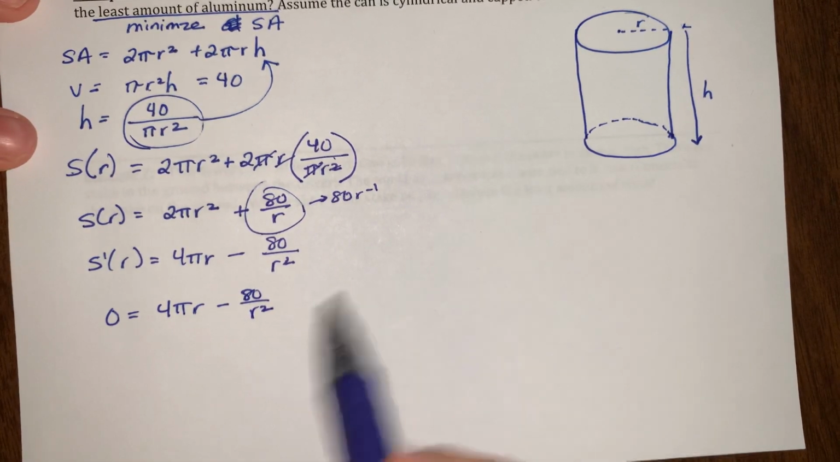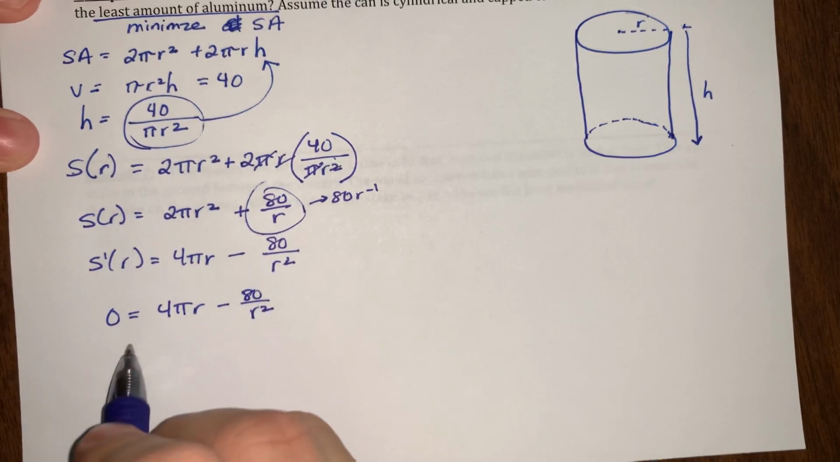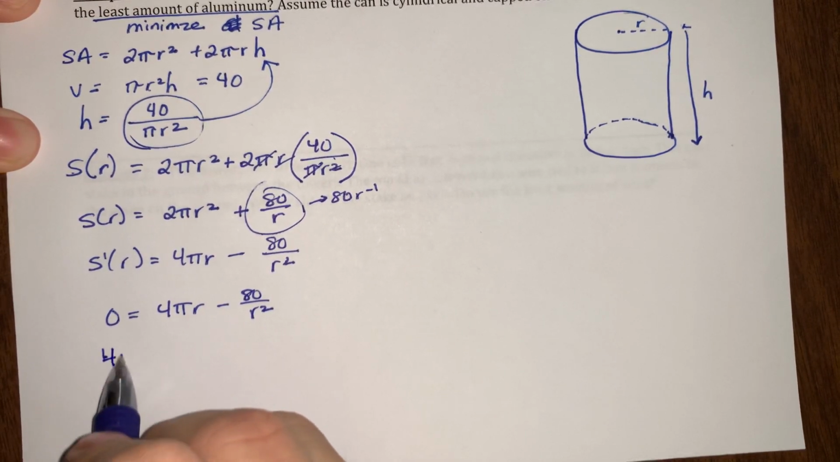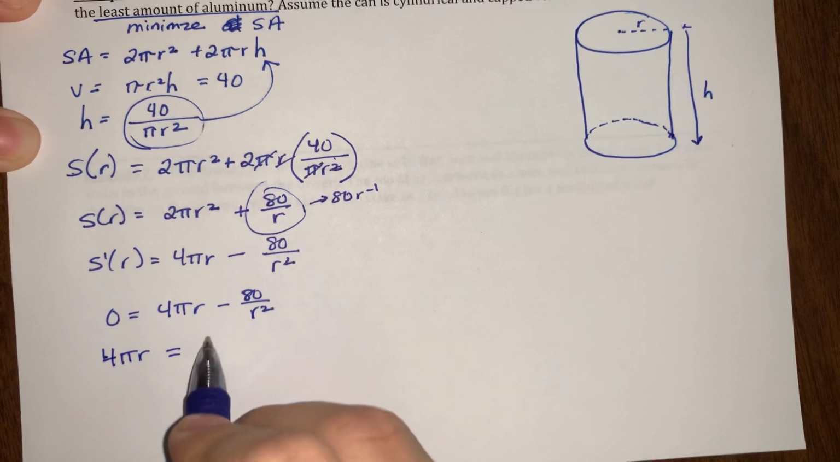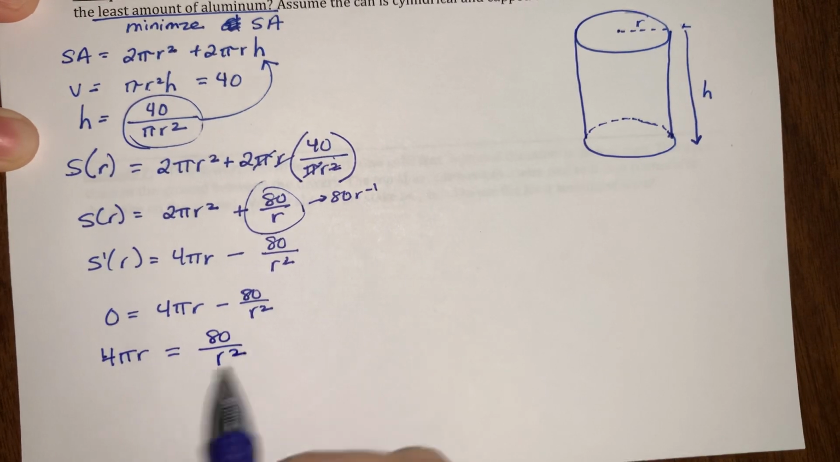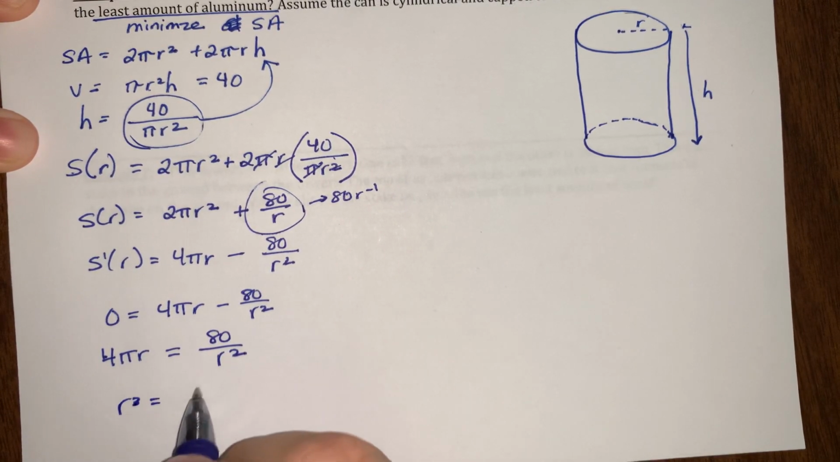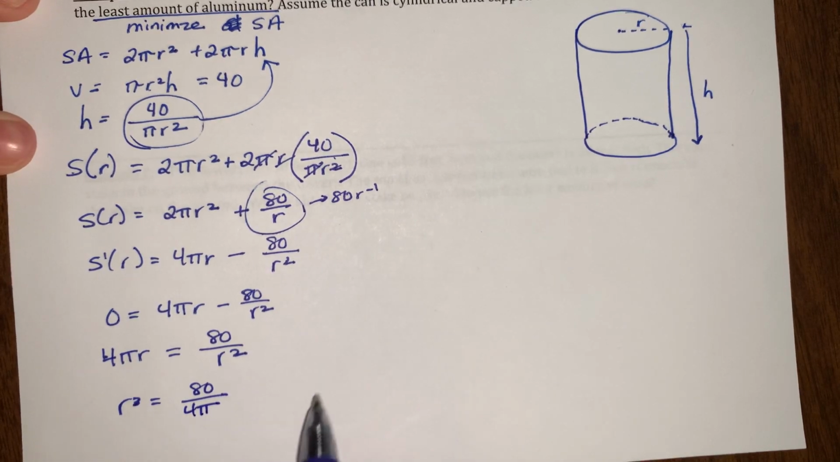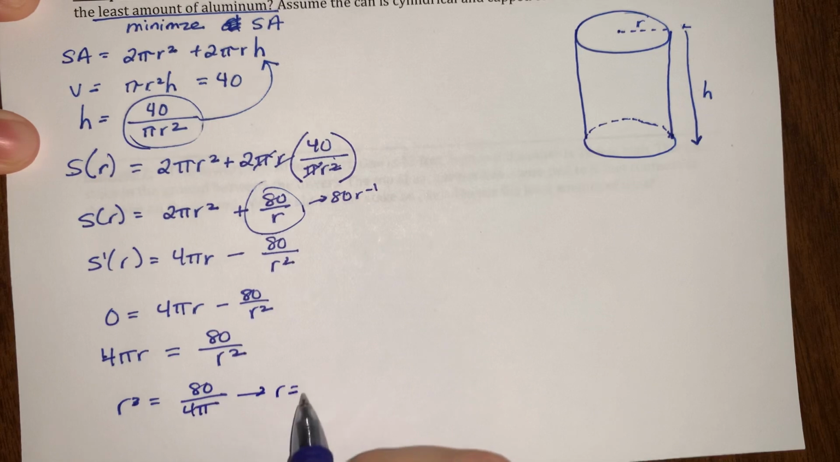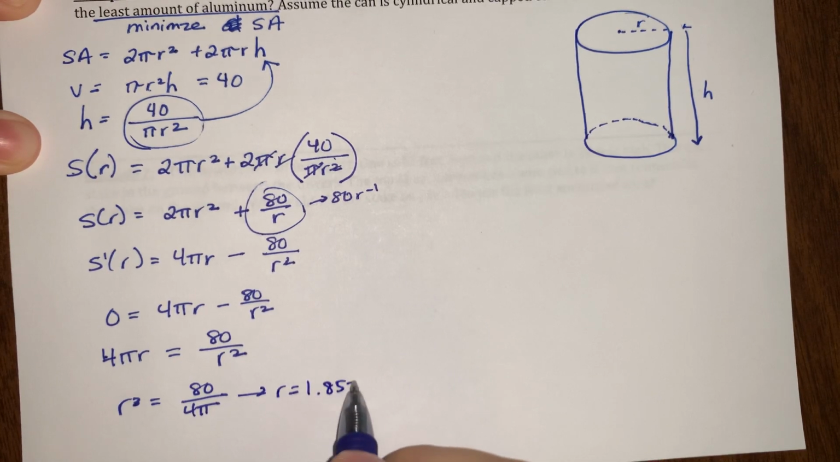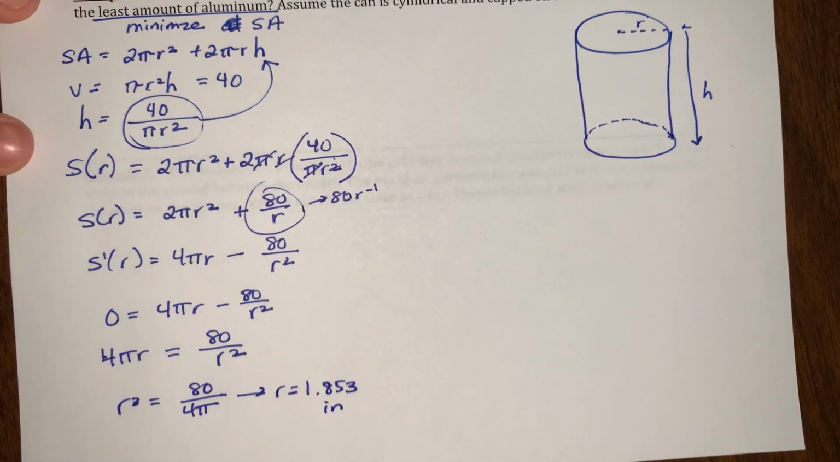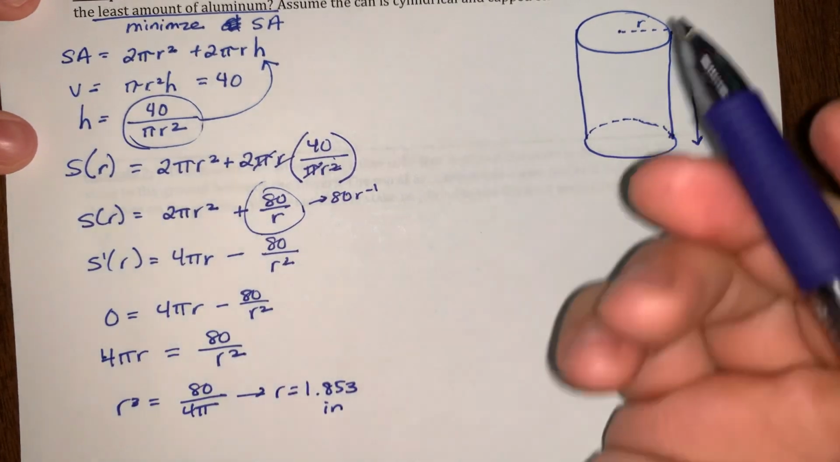And so I'm going to add this to the other side. So I have 4 pi r is equal to 80 over r squared, and so r cubed is equal to 80 over 4 pi. And so essentially r is going to be equal to 1.853 inches.